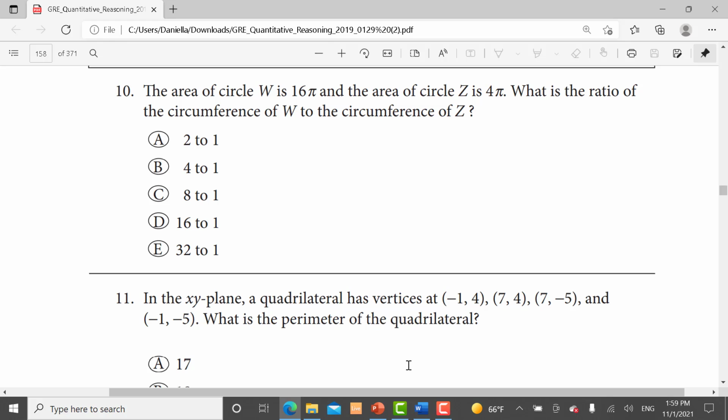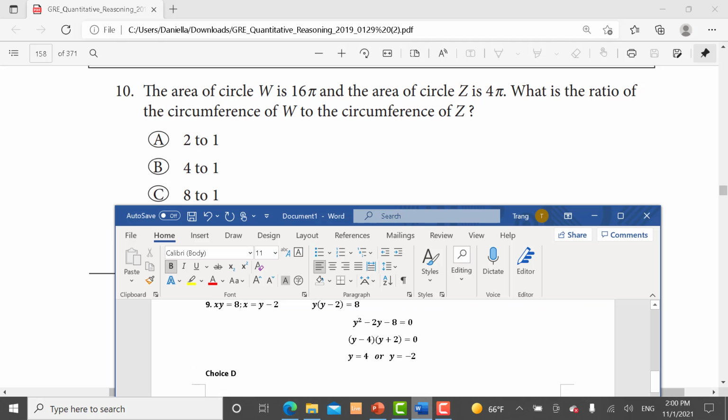The area of circle W is 16 pi and the area of circle Z is 4 pi. What is the ratio of the circumference of W to the circumference of Z? So, circle W, the area is equal to 16 pi. For circle Z, the area is 4 pi. And we want to look at the circumference over the circumference. Alright? So let's summarize the question. So now we have the question. And the question asks for the ratio of the circumference over the circumference.